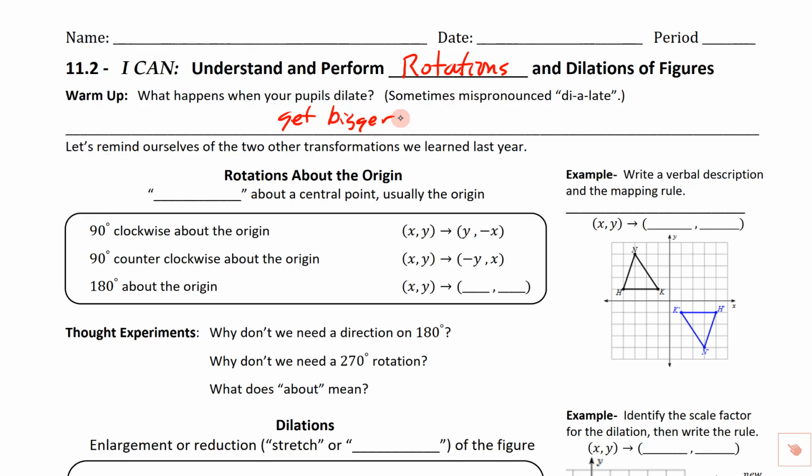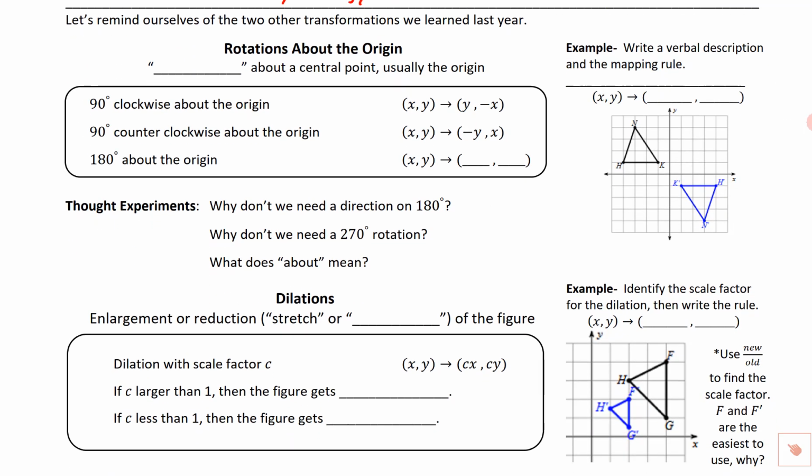Now let's remind ourselves of the two other transformations that we learned last year. We already talked about translations and we talked about reflections. There are four altogether, so this is kind of just rounding these out, so we're reminding ourselves of what these are. So I'm going to slide down here. The other two that we need to learn are rotations and dilations. Now you may already know something about these.